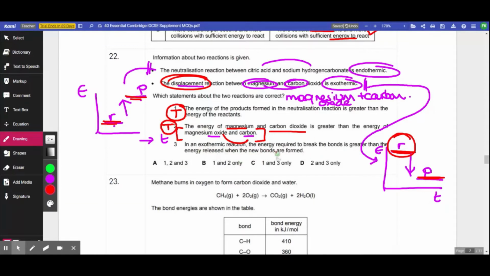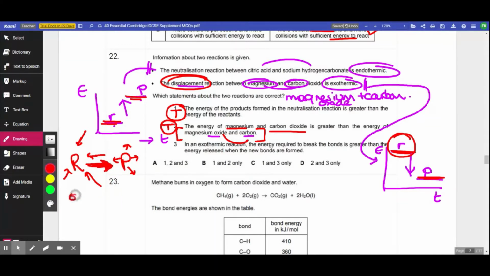Finally, in an exothermic reaction, the statement says the energy required to break the bonds, which is at the start, so you do have to transfer energy in, is greater than the energy released when the new bonds are formed. So if you have to put in more than you get out when you are forming your product, overall you're actually putting in energy during the process.